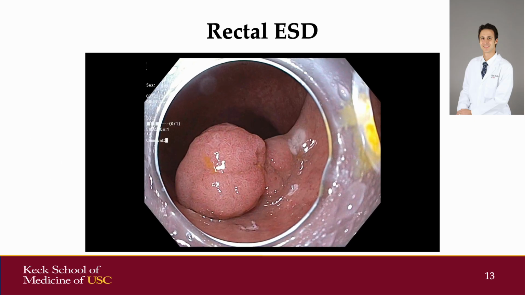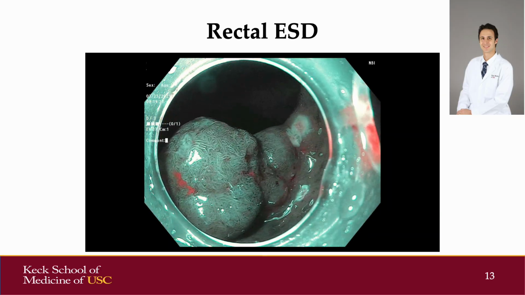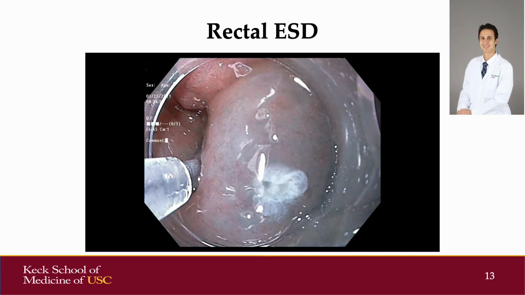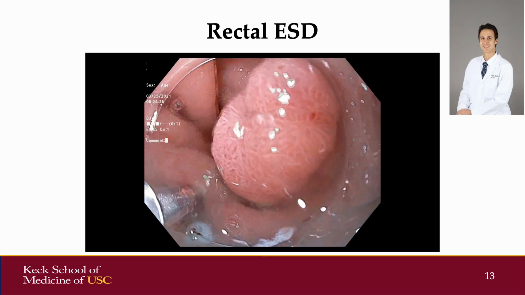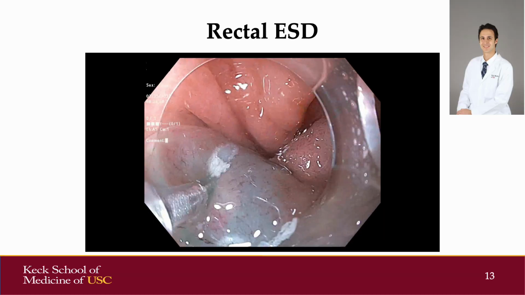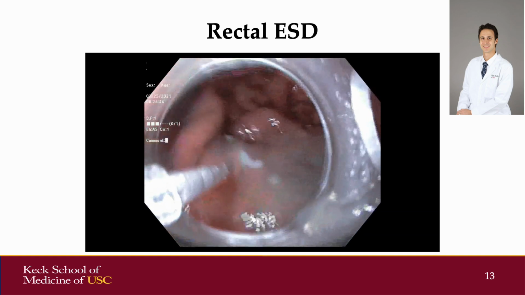Here we have a Paris 0-IIa plus Is lesion. This means that it has a flat component with a sessile nodule. Using NBI, we can look at the pit pattern. We see it has a very regular pit pattern, and we don't see any obvious signs of invasive malignancy.